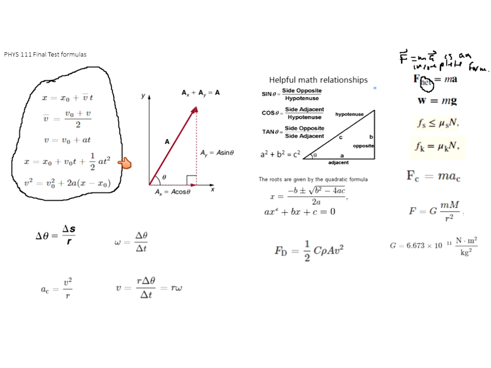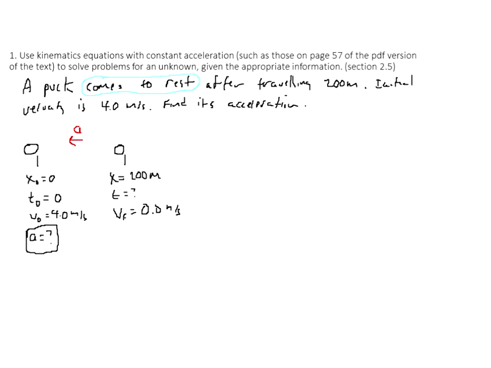This one, same problem. It's got some things that we know, but it has something that we don't know, and that's time. This one, however, v final squared equals v initial squared plus 2a delta x, that is a good one for us to use because it does not have the time in it. The only unknown is the acceleration.